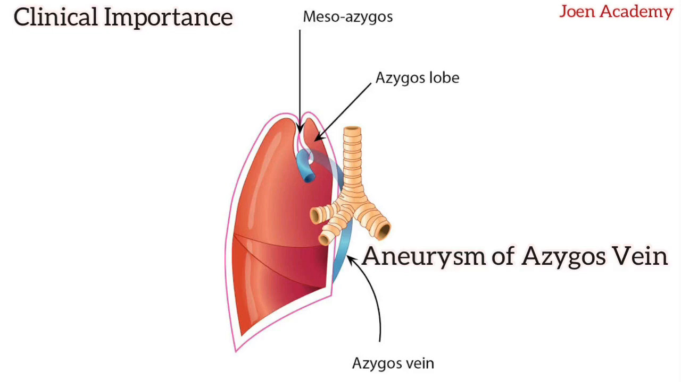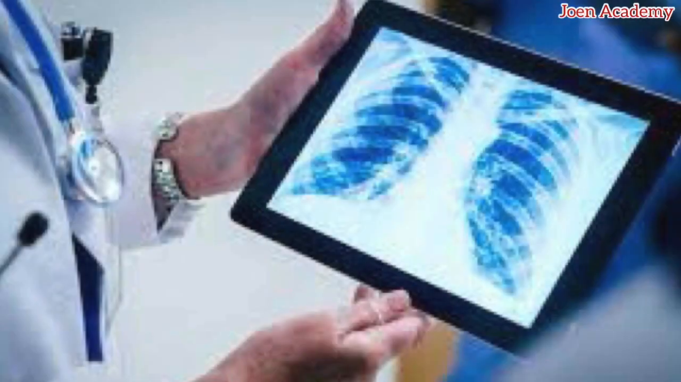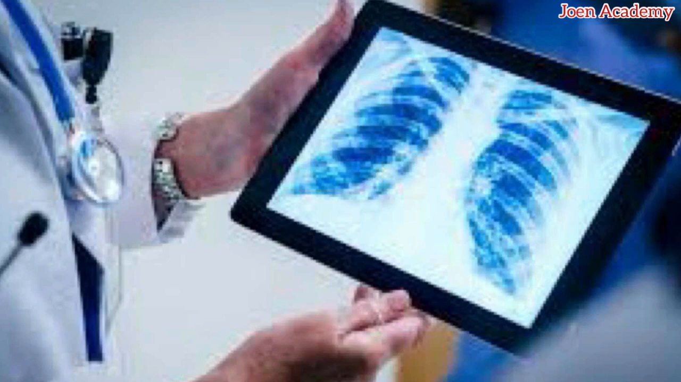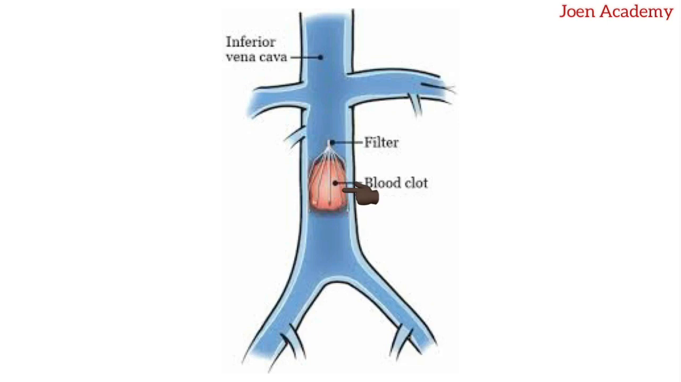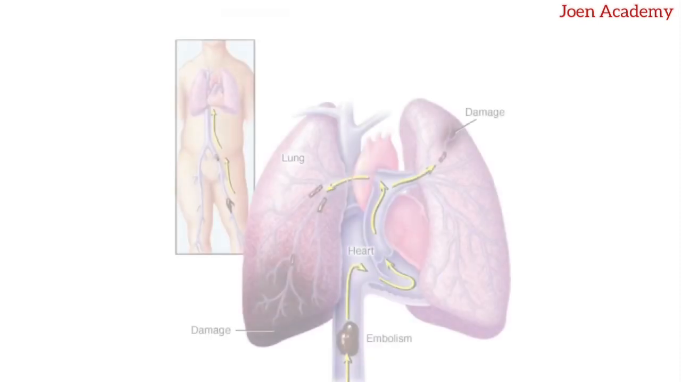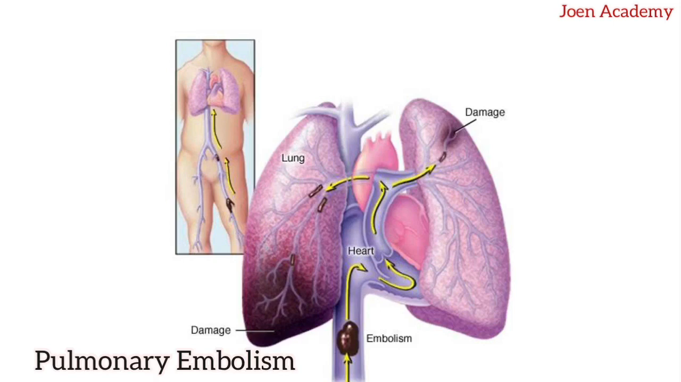They are usually detected on a chest X-ray as a posterior mediastinal mass. They can occur as a result of inferior vena cava obstruction, portal hypertension, and congestive heart failure. Surgical intervention is indicated when there is a risk of rupture or pulmonary embolism. Pulmonary embolism is a condition in which one or more arteries in the lungs become blocked by a blood clot.